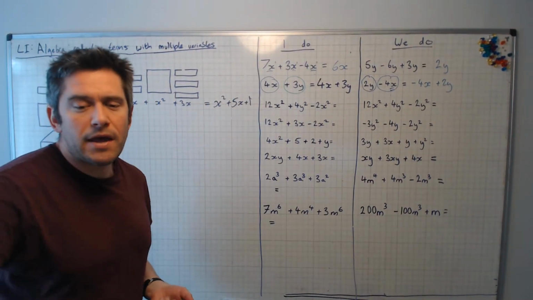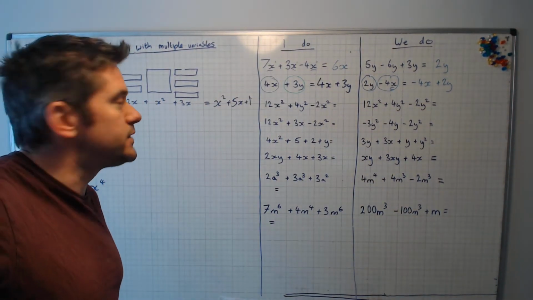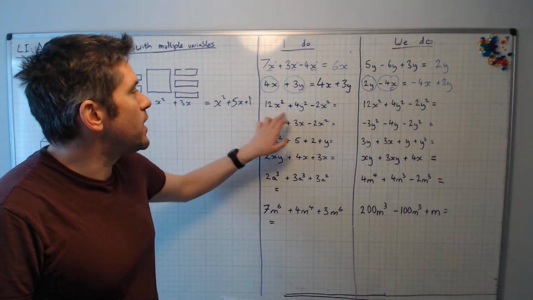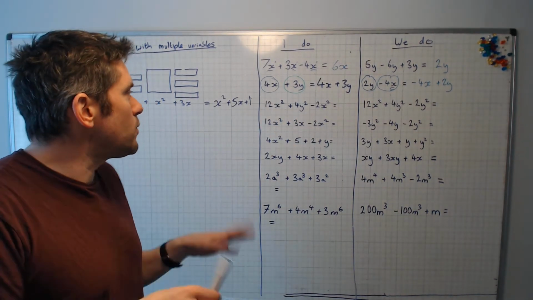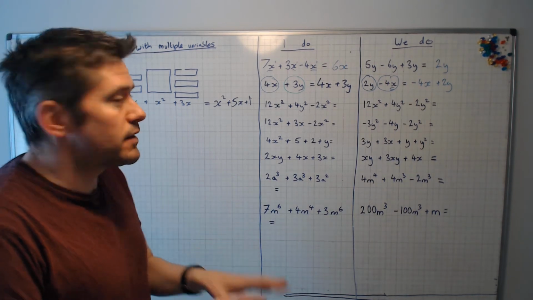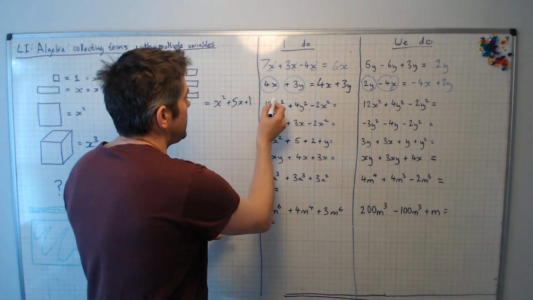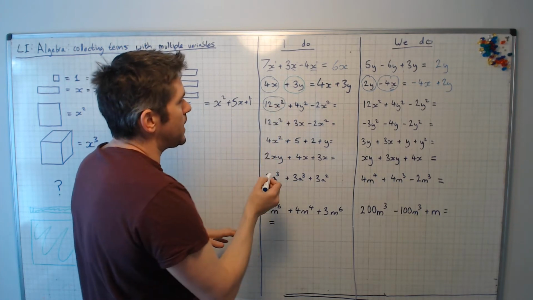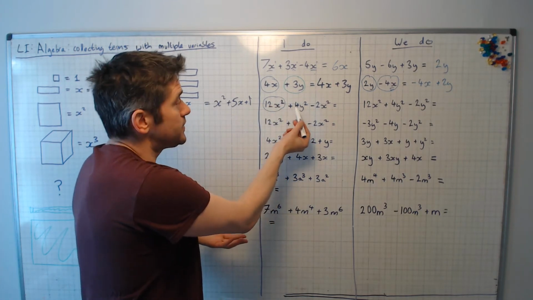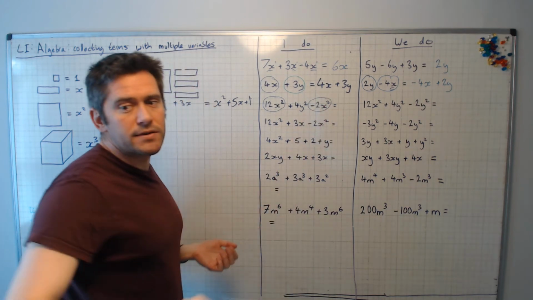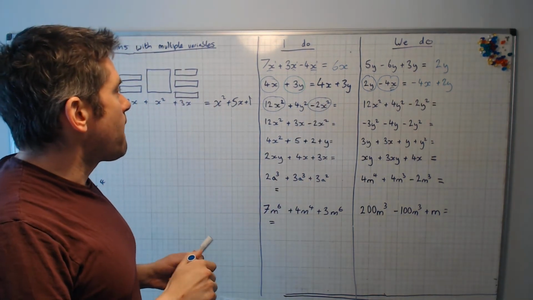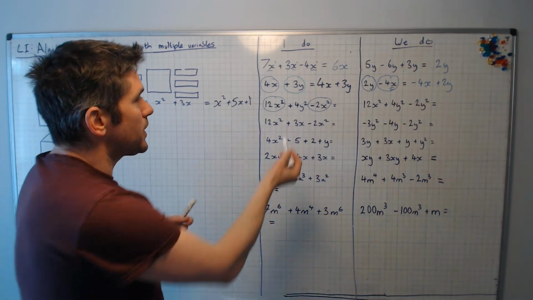Right, so now we have some higher powers of these variables. So we've got 12x squared plus 4y minus 2x squared. So what we're going to do is look for terms that are the same as each other. So here we've got some x squareds. This isn't x squareds, this is y squareds. But here we have some other x squareds. So I've put those in bubbles and I'm going to add those to each other.